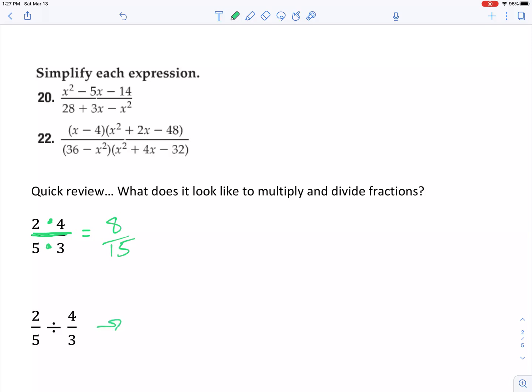If it's division, you actually need to flip-flop the numerator and denominator on the second fraction. So this becomes 2 over 5, 3 over 4, and when you do that, it actually becomes multiplication. And then the same rule as above. 2 times 3 is 6, 5 times 4 is 20. Oh, simplify that bad boy. They both divide by 2, so it would be 3 over 10. Okay, that's back in like 4th or 5th grade.